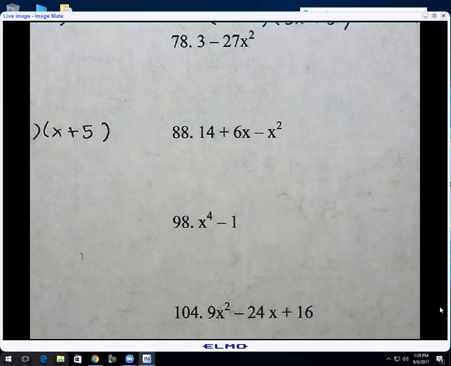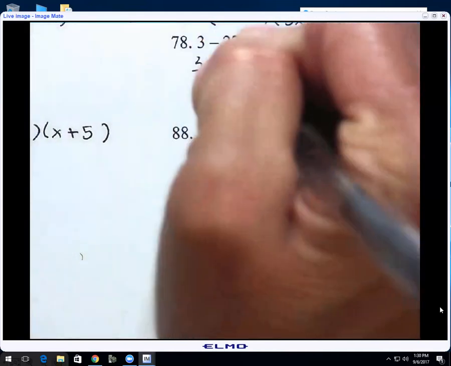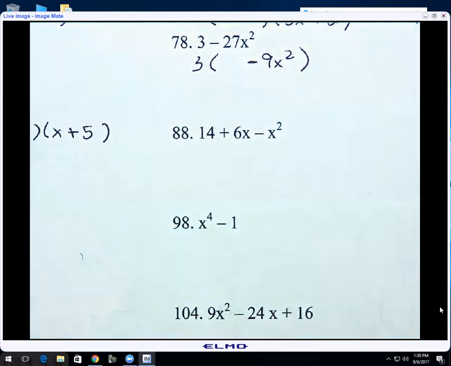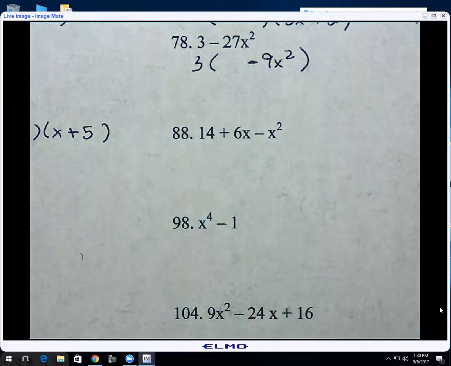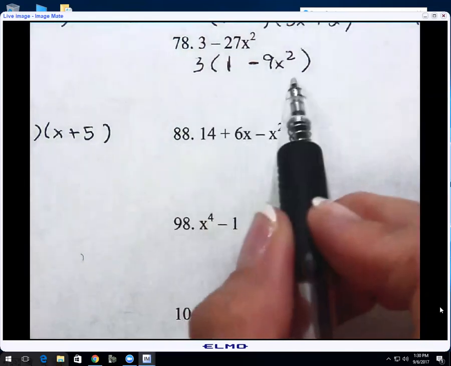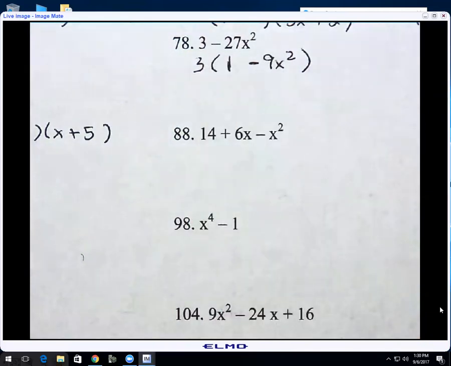Is there a GCF? Yes, what is it? 3, and when you factor out a 3, what's left? All right, let me write down the first thing I heard and ask you if that multiplies back together to give you the binomial you started with. No, that would just give you the negative 27x squared. What would I have to put? Oh, I have to have a 1 there. So that when I distribute the 3, that gives me back both terms that I started with.